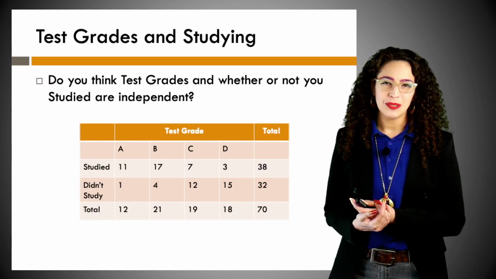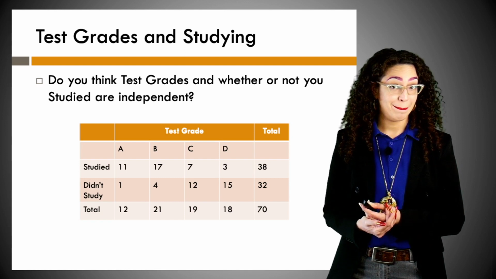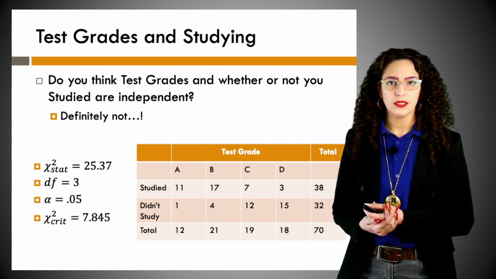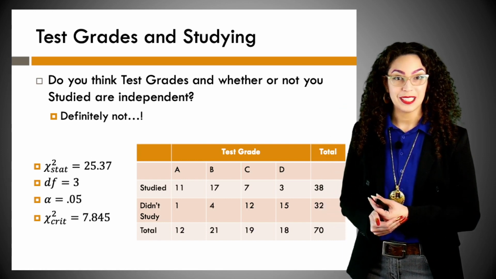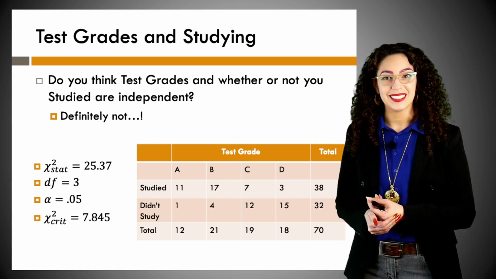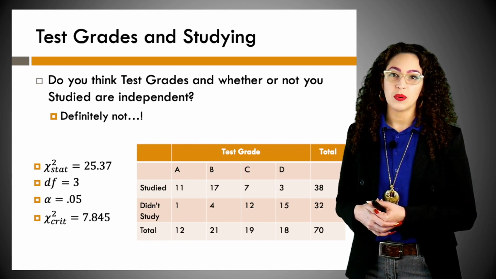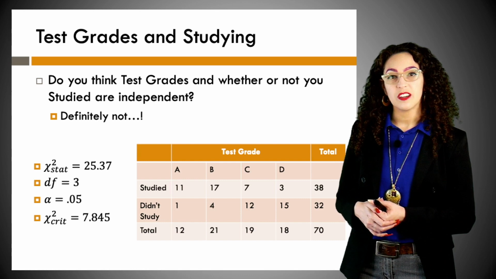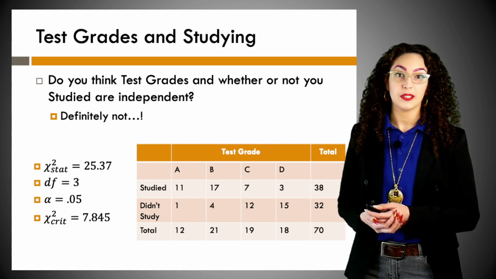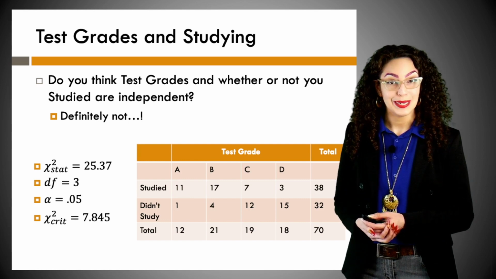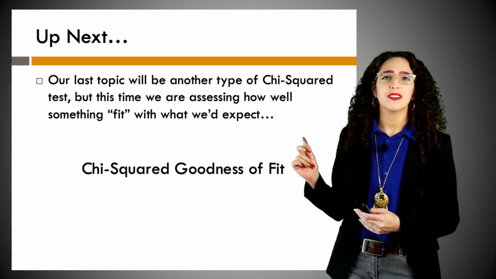Last one. Do you think that test grades and whether or not you studied are independent? Certainly not. Your test is very much dependent on how much time you spend working on the class outside of class, like studying. So our critical chi-squared value was 7.84, and our statistic was 25.37. So we certainly can reject the null hypothesis that your grades and the time that you put into studying are independent.